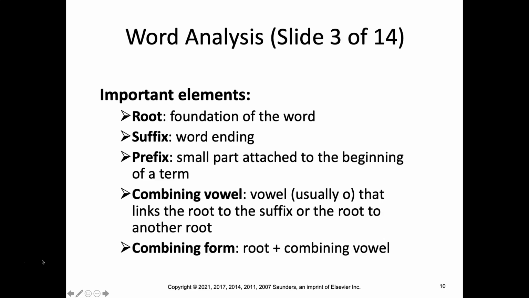If you are a math person, you will appreciate this last one, which is an equation. The root plus combining vowel equals the combining form. And you'll probably hear me say that every week when we study. It's to remind you of that, to help you through.